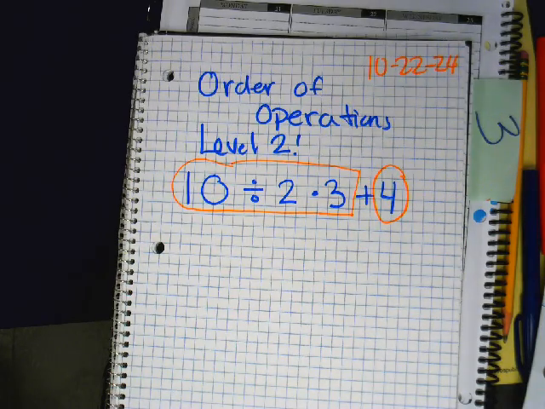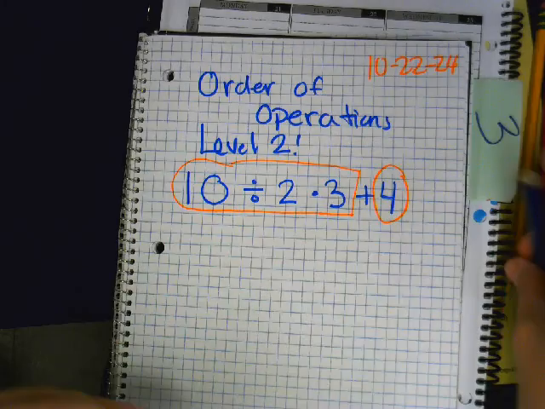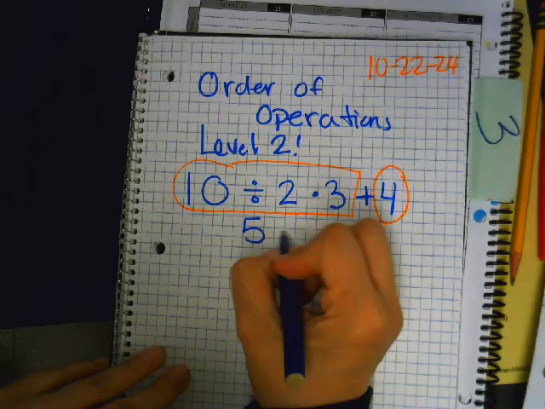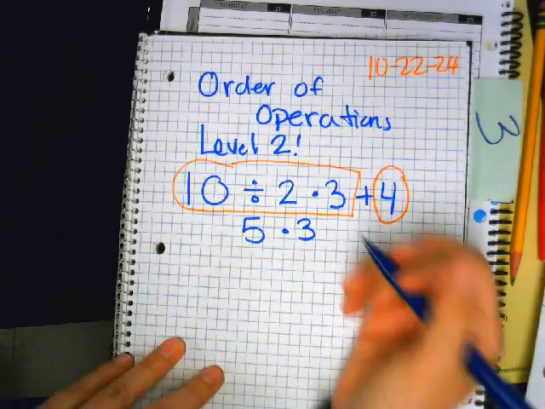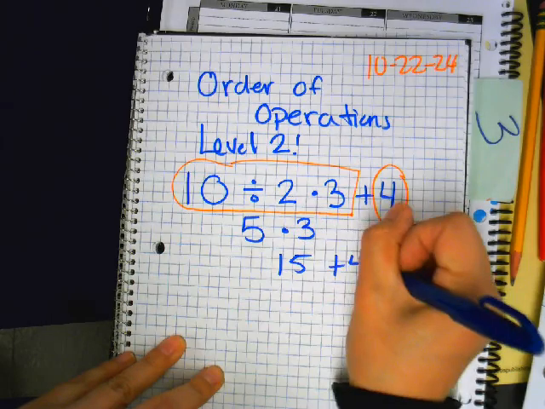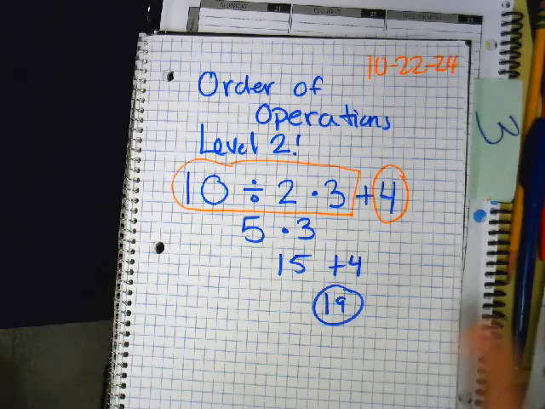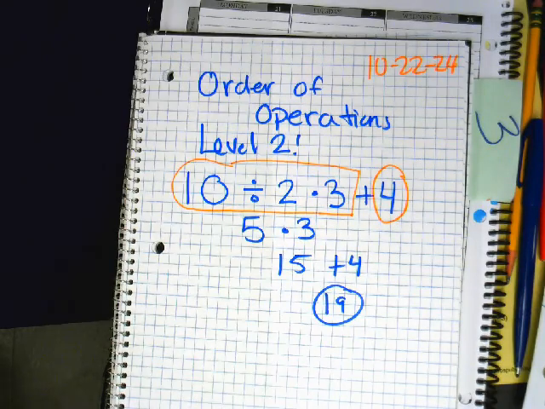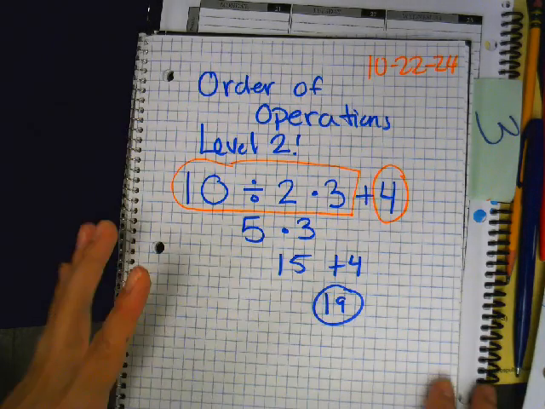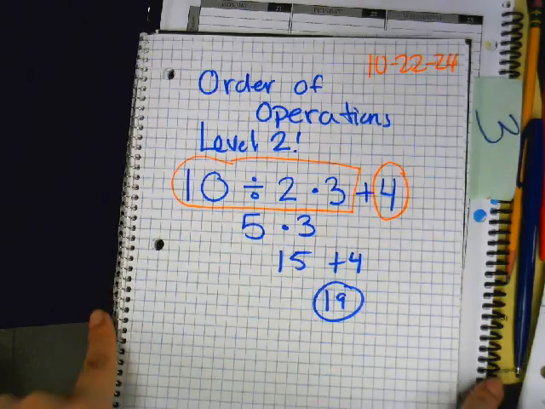So what is 10 divided by 2? 5. 5 times 3, 15. 15 plus 4. 19. Good job, guys.